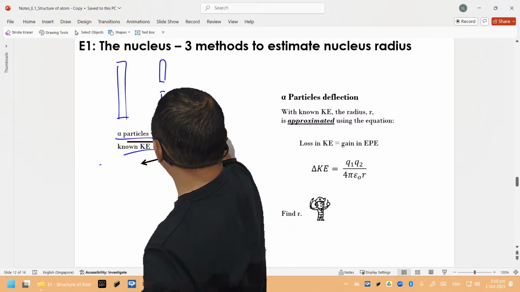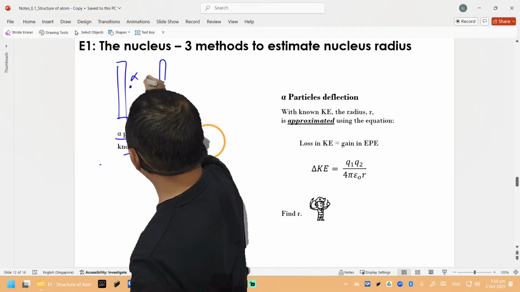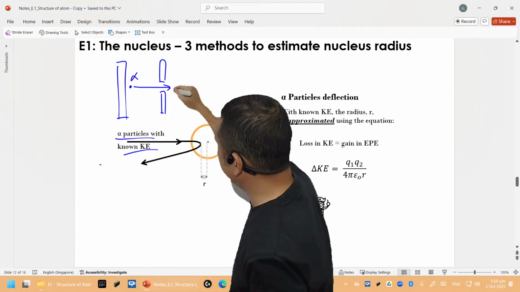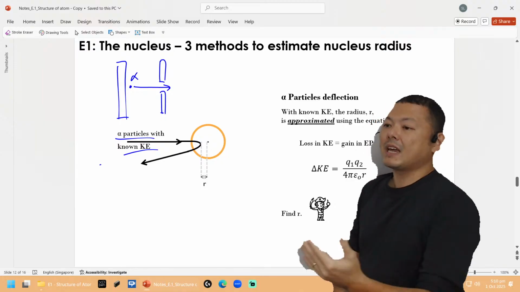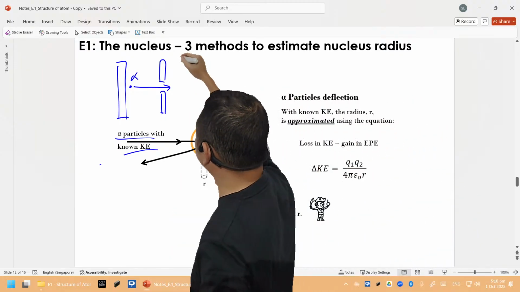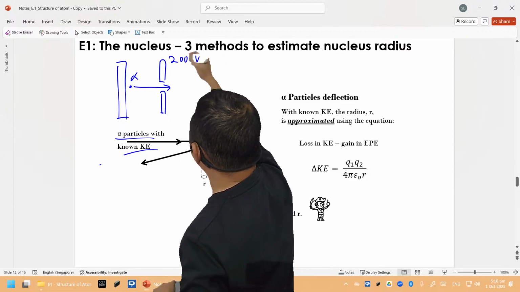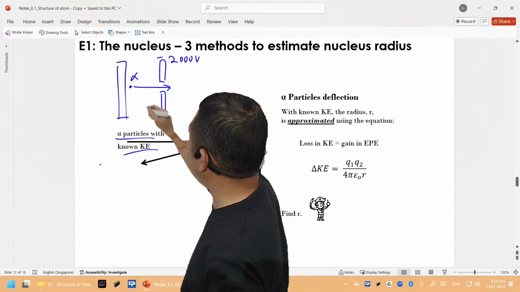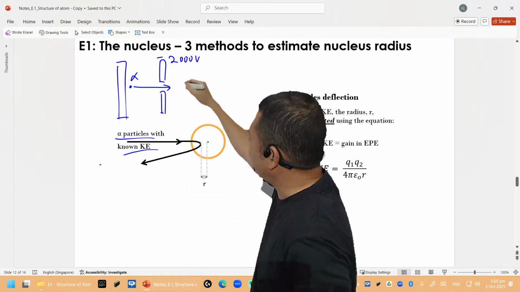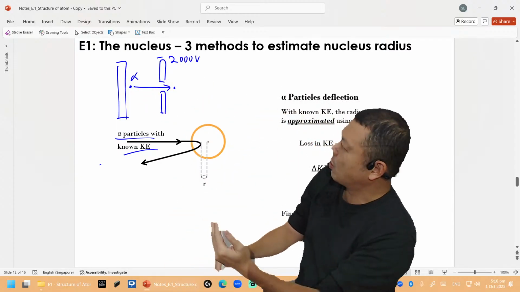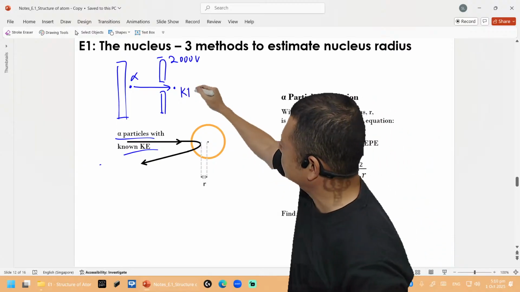Okay, you use parallel plates like this, and then you have an alpha particle, and you fire the alpha particle in between the two plates like this. Let me give you an example. Let's say this is 2000 volts, negatively charged. The plate obviously has to be negatively charged. If not, it won't be able to attract the alpha particle. So once it flies through that hole, what is the Ke of this alpha particle?